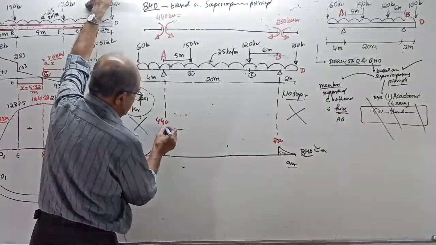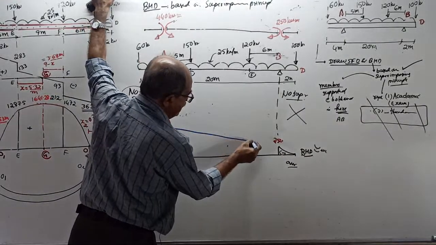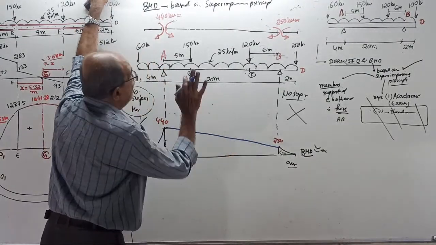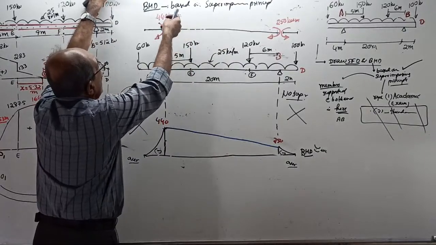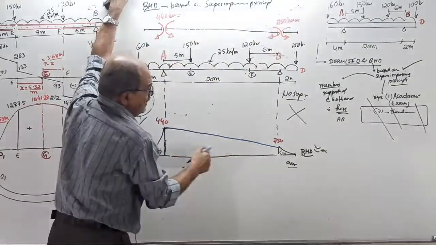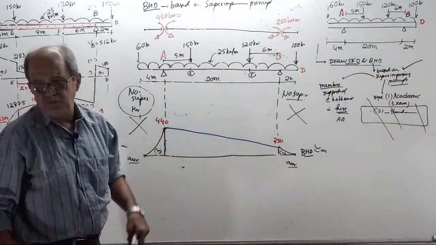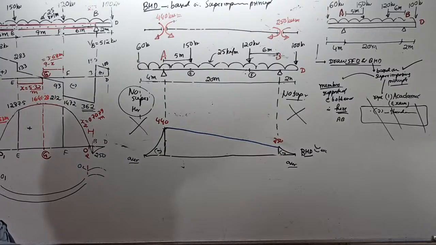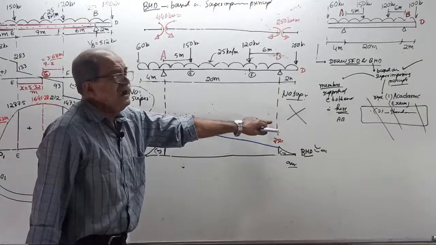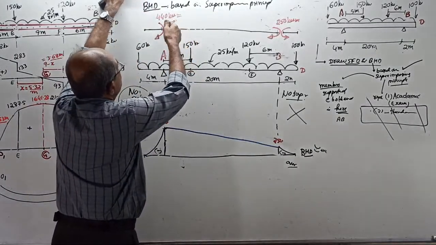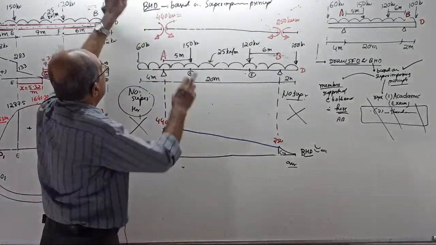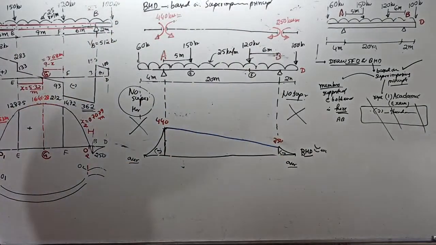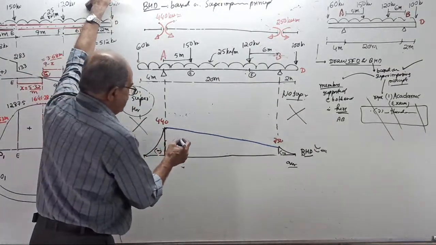I will join the blue line. Now tell me, what is the sign for this one? There is no load, nothing. Here hogging 440, there hogging 250. Sign: plus or minus? Constant only if both ends are equal; otherwise it is varying. Here BM 440, here 250, straight line. The sign is negative.